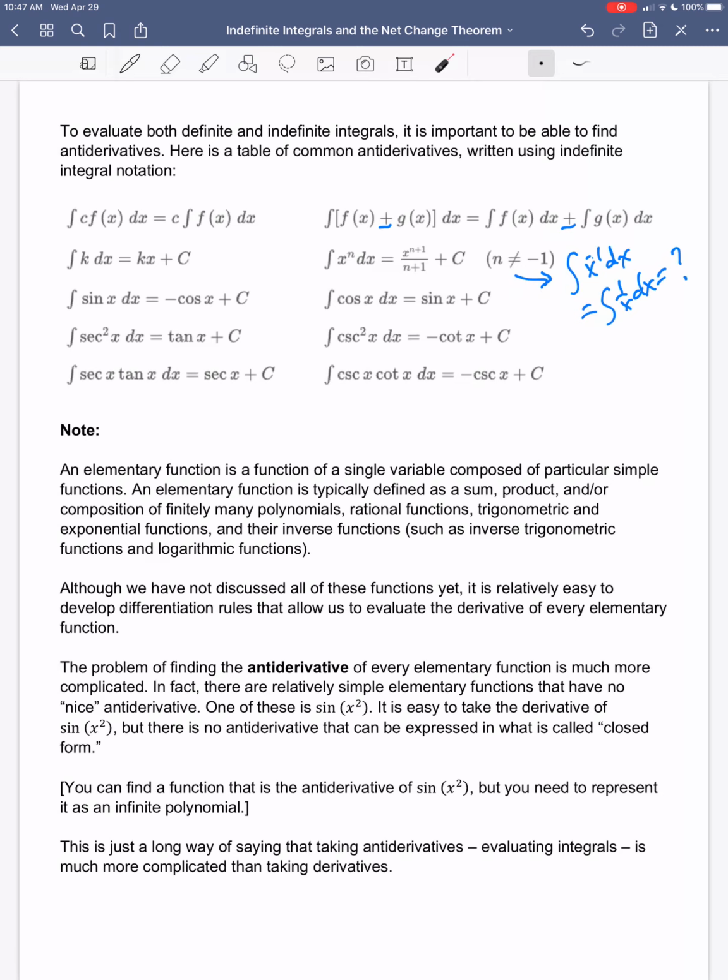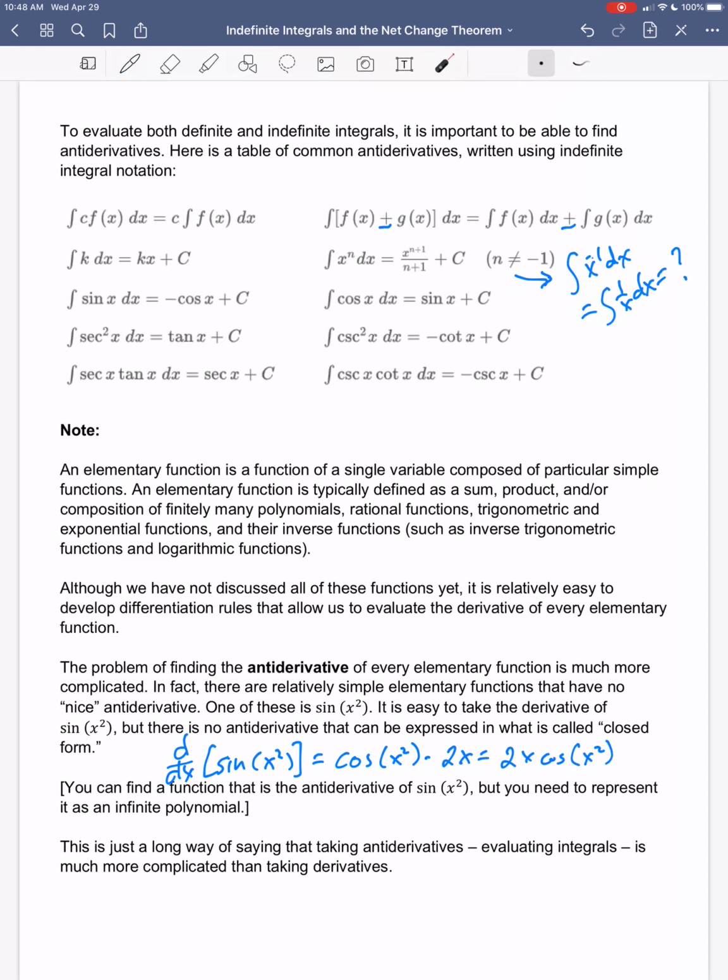However, the problem of finding the antiderivative is much more complicated. In fact, there are relatively simple elementary functions that have no nice antiderivative. One of these is sine of x squared. It's really easy to take the derivative of sine of x squared. It's just a chain rule problem, right? The derivative of sine of x squared, well, the derivative of sine is cosine, but then I'd have to take the derivative of the inside. Cosine of x squared. So that would be the answer for the derivative.